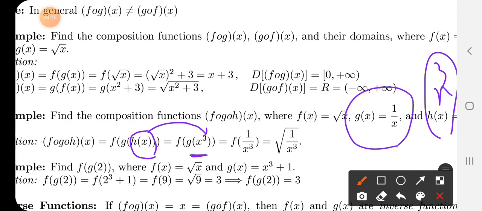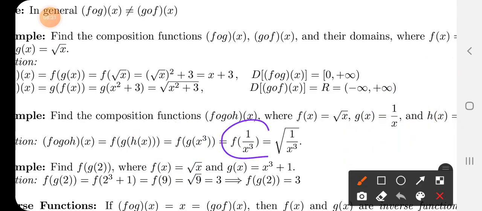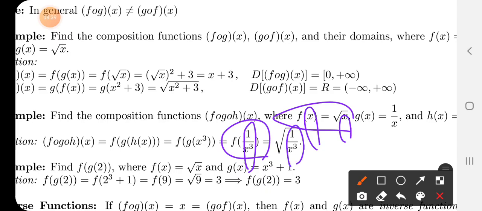So g of x is this, so instead of x, now you have x cubed. So on the right hand side, you have to replace this x with that thing, so it will be x cubed. So it will be 1 over x cubed. Now you have to find f of 1 over x cubed. So what is f? This is f, but instead of x you have this thing, so of course you will replace this x by this whole thing.